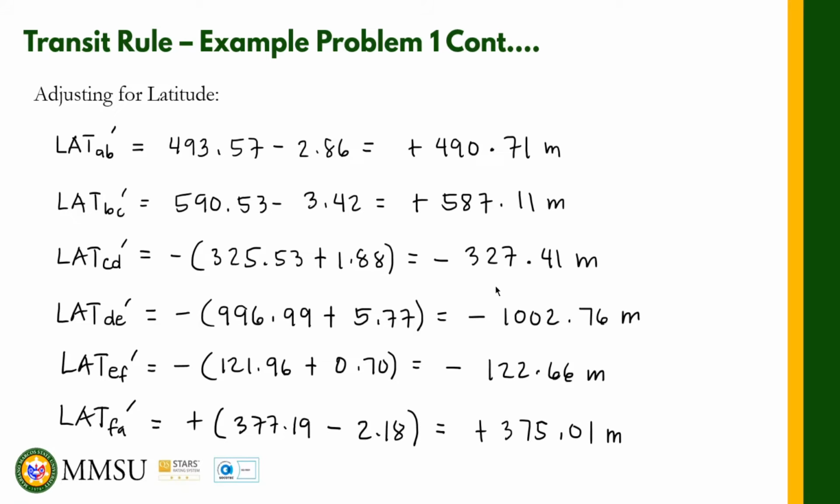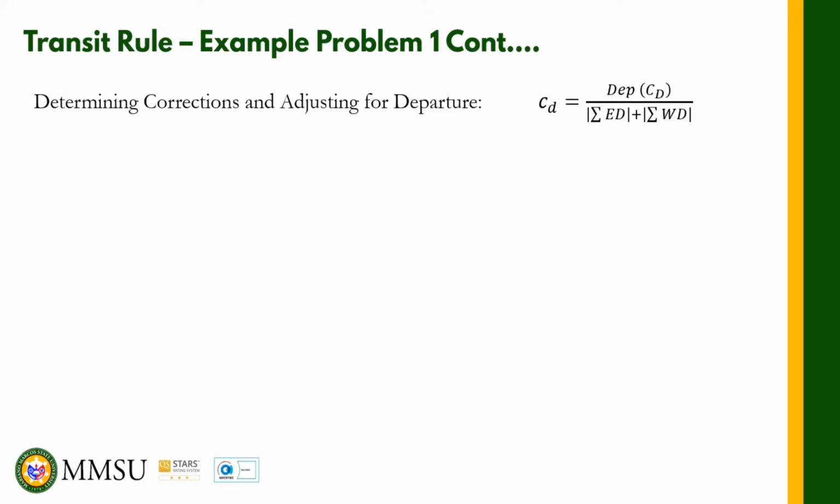All right, so this is now the adjusted latitude of each line. Remember to check if your adjusted latitude is correct. We need to get the algebraic sum of all of these. Taking into consideration their signs, the sum should be equal to 0. Okay? The sum should be equal to 0. Okay, those are our adjusted latitude for each course. Next, let us solve for the correction of each departure, and then later on we will adjust the departure.